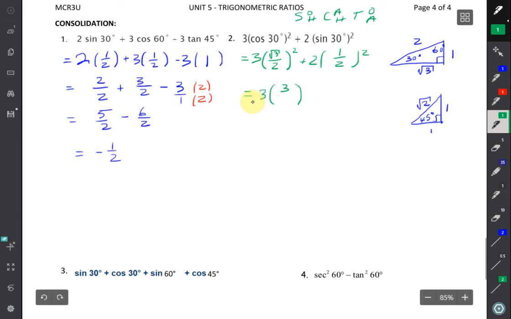And then 2 times 2, or 2 squared, is 4. Plus 2 times 1/2 squared is 1/4. Remember, when you square a fraction, you square the numerator and square the denominator. Now what we have is 9 over 4 plus 2 over 1 times 1 over 4. So 2 times 1 is 2, 1 times 4 is 4. The answer is 11 over 4.